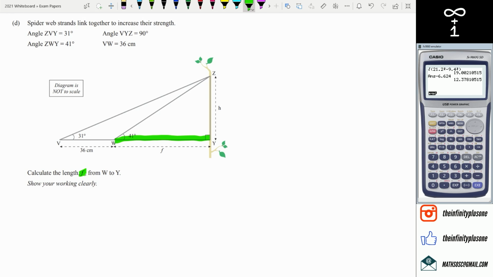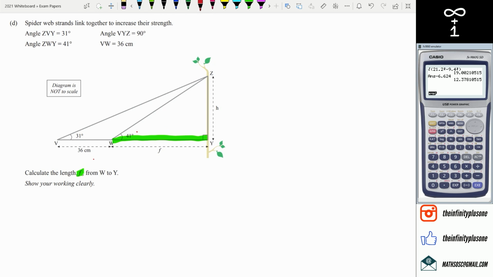Now looking at what we actually have, we don't have the height of this triangle, right? The only things we have are 31 degrees, 41 degrees, and the units, 36 centimeters. What we're going to have to do is split this up into two triangles. Our first triangle, I'm going to draw it in red, is going to be this one here. So that's going to be the red triangle. Then I'm going to get a, what color should I choose?